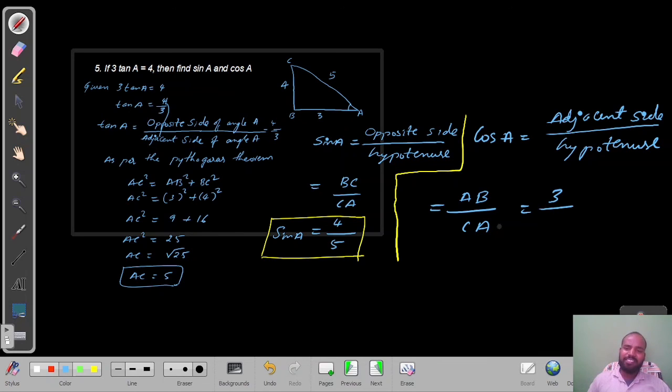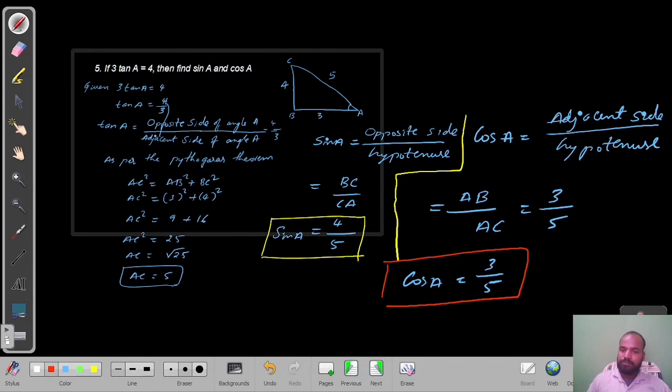Then CA or AC, no issue with this, we can take anything. So AC equals 5. So this is your cos A. Cos A equals 3 by 5. Are you clear?